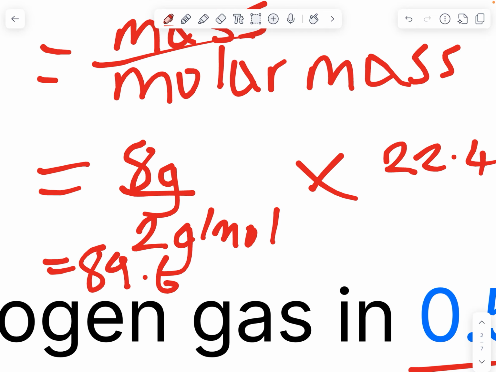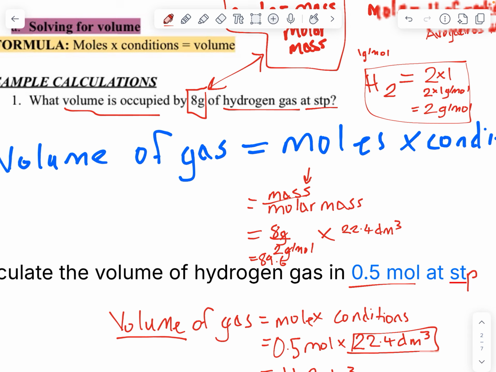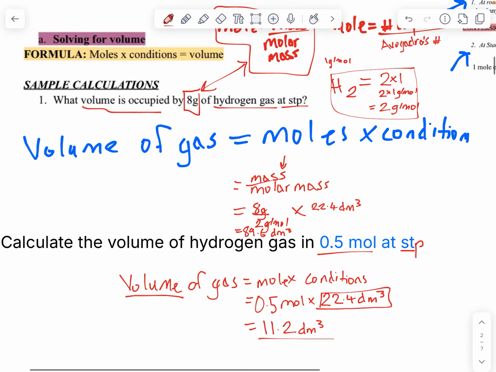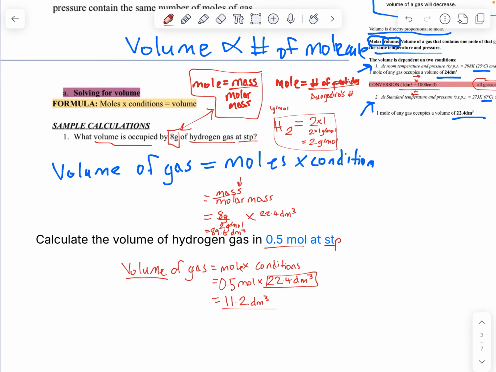89.6. Note that gram will cancel gram, yes, and since we're solving for volume of a gas, the unit is still going to be dm cube. I hope we got this one.